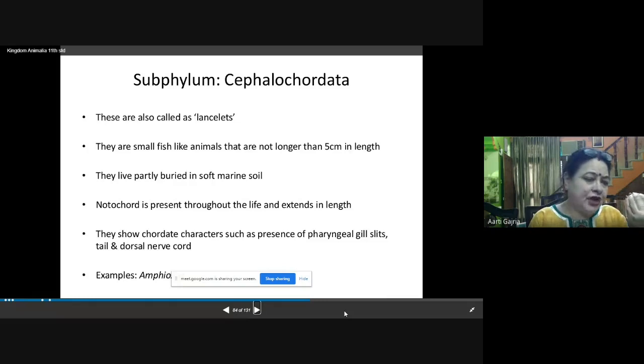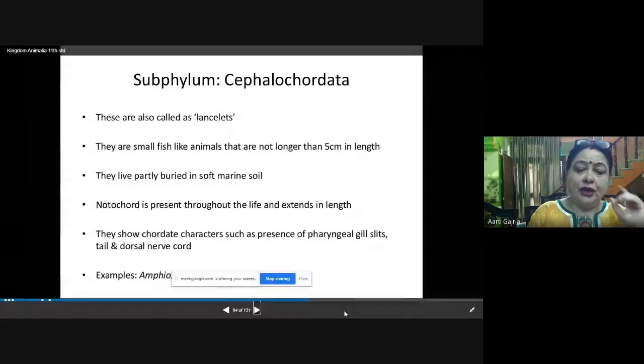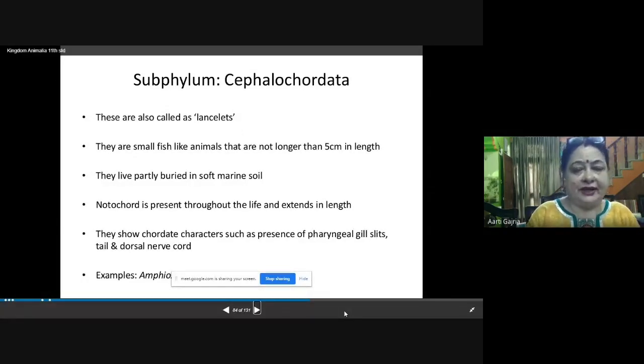Most of the body, more than half of their body, lies buried in the marine soil. Notochord here is present throughout life. That means here the notochord is not only present in the larval form, it is present throughout the life, and it extends in length from the anterior portion to the posterior portion. Throughout the body you will find the notochord here. They show chordate characters. What are the chordate characters? Presence of pharyngeal gill slits, tail, dorsal nerve cord. So all these characters which are peculiar to phylum Chordata are present in this Cephalochordata.